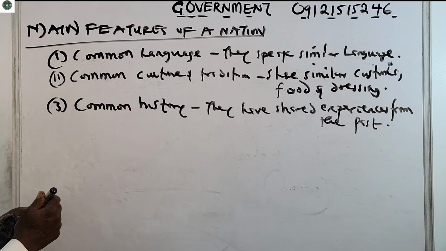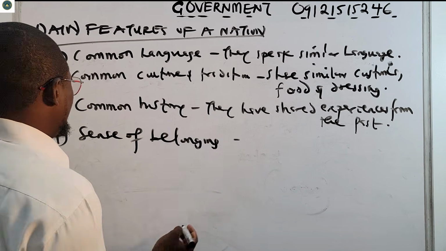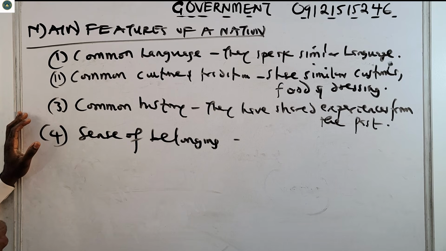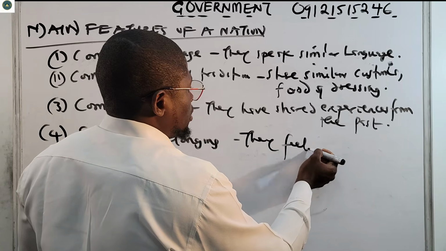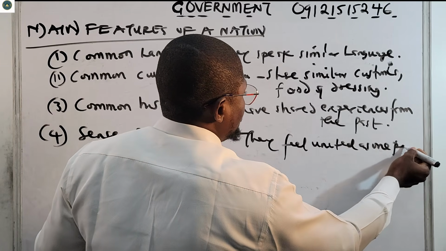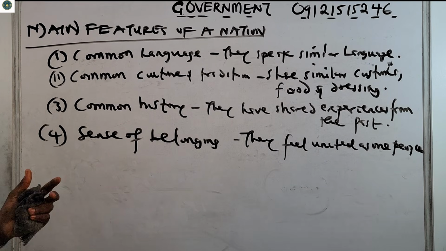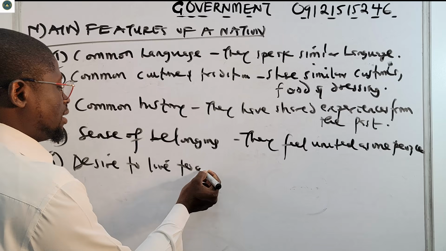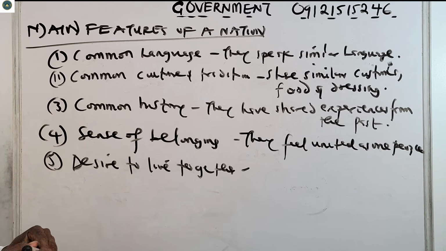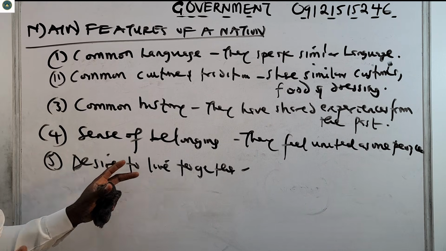past. Then also we have a sense of belonging. Obviously they have a sense of belonging because they feel united as one people. So they definitely will have a sense of belonging. They feel united as one people. And also they have a desire to live together. Number five, another important feature: desire to live together. This is another important feature of a nation. They want to stay together as one group at all costs. They don't want to break their bonds. They don't want to break their unity.